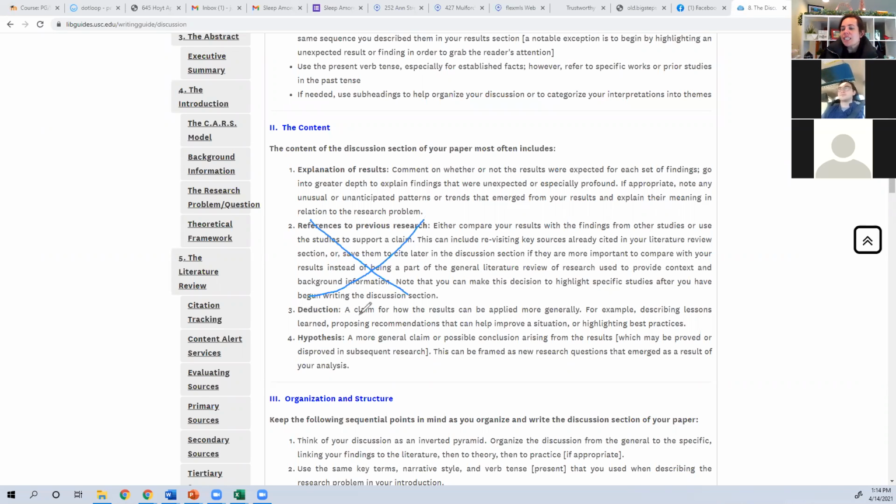A deduction, that's a claim for how the results can be applied more generally. This is, again, external validity. We definitely need to hit on that. So describing what you've learned, proposing recommendations that can help improve a situation or highlight best practice. So these deductions, that would include limitations of your study and areas for future research.